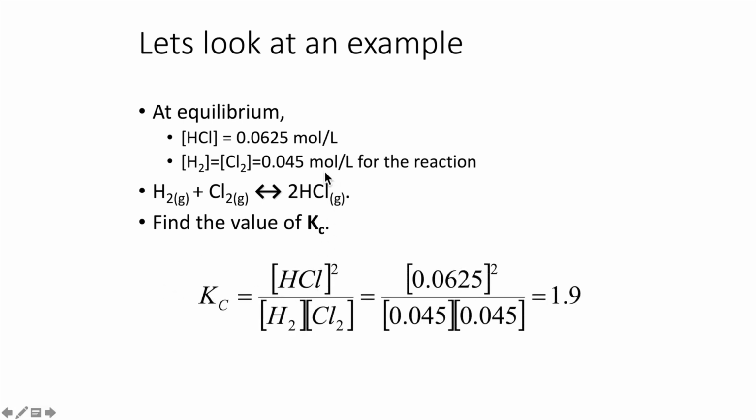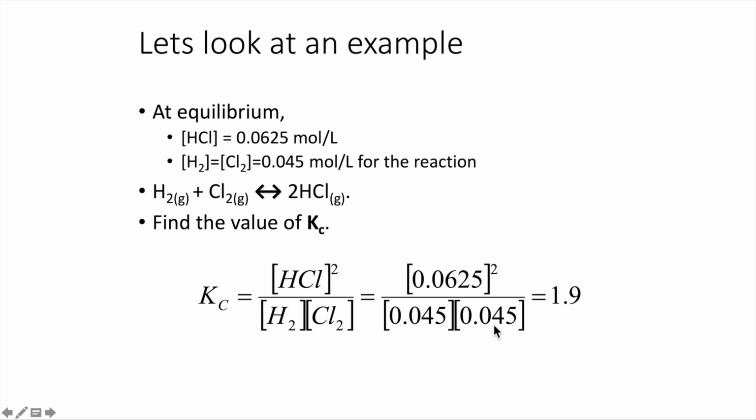So again, you're going to put your product on top. So you have hydrochloric, which has a coefficient of 2, so raised to the power of 2. Both of these have a coefficient of 1. So you have the concentration of hydrogen times the concentration of chlorine, both raised to a power of 1. And if you substitute the values, hydrochloric had a concentration of 0.0625 molar, so you can put 0.0625 in here. And your hydrogen and your chlorine both had a concentration of 0.045. So you're going to take 0.0625 squared, all being divided by 0.045 times 0.045.